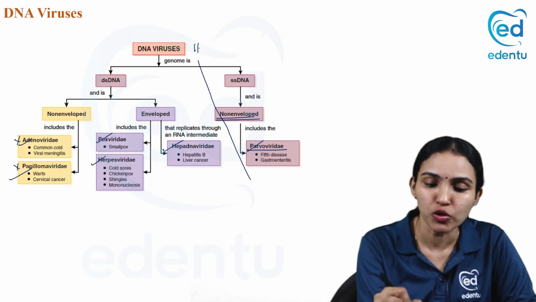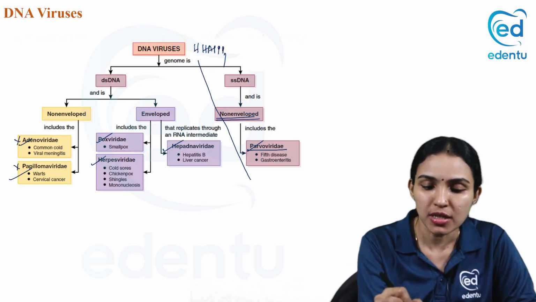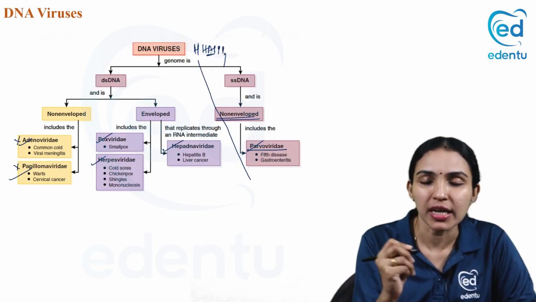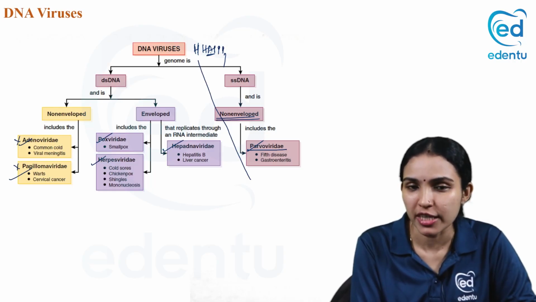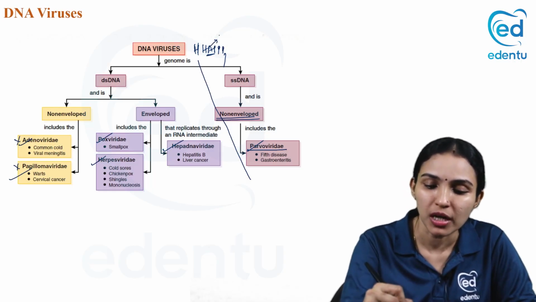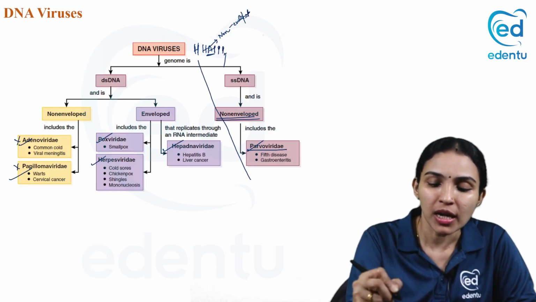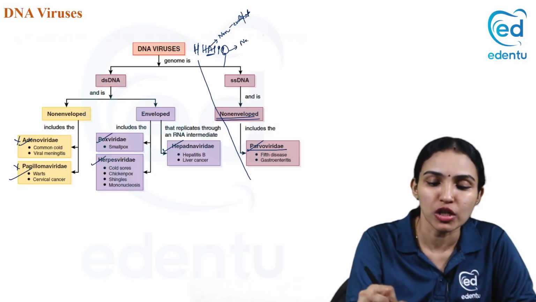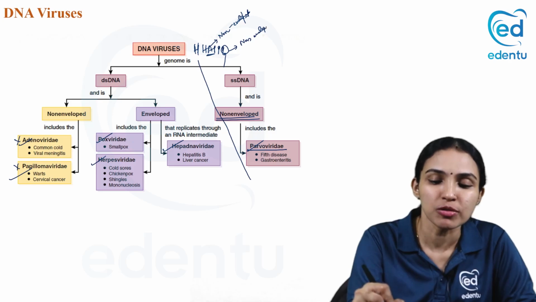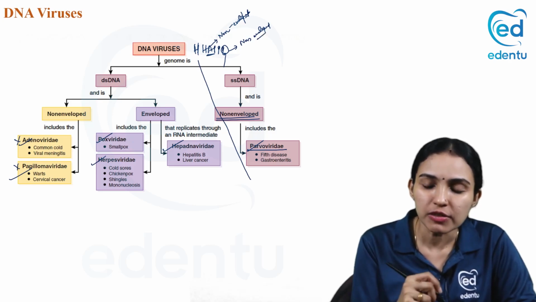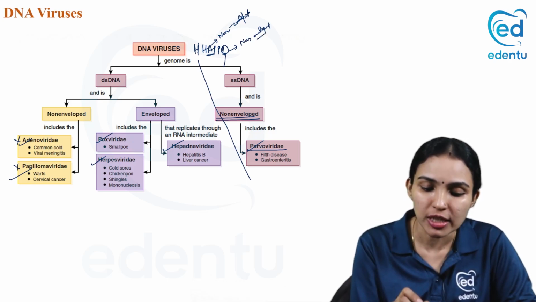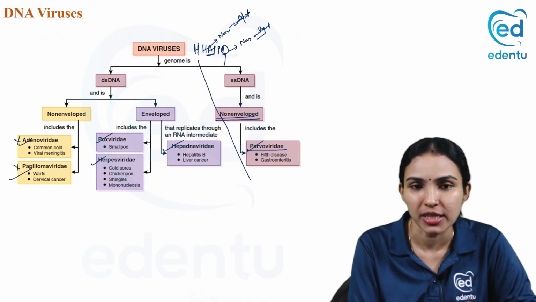So your mnemonic is HHAPPPI, happy. So in this, A and P, adeno and papovaviridae or papilloma virus, both of them are non-enveloped. They don't have an envelope. And your parvovirus is also non-enveloped. That is easy to remember because parvo is very small. Otherwise, all others are enveloped, including pox, herpes, and hepadnaviridae.